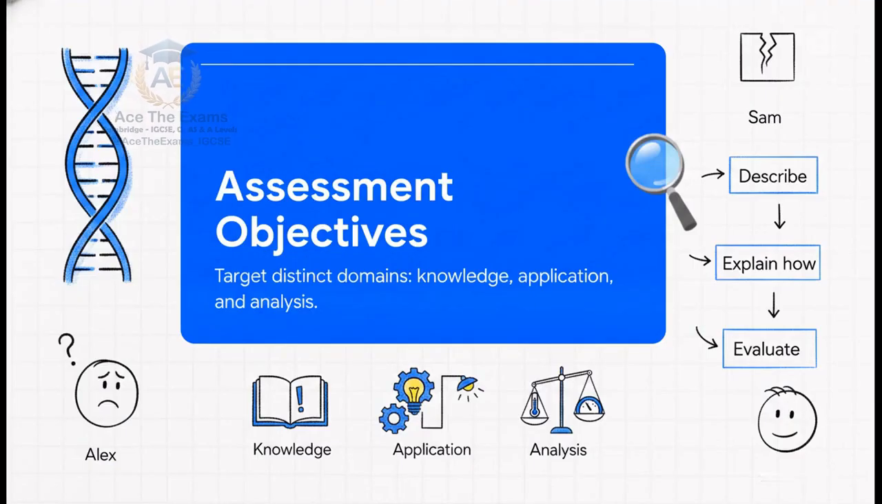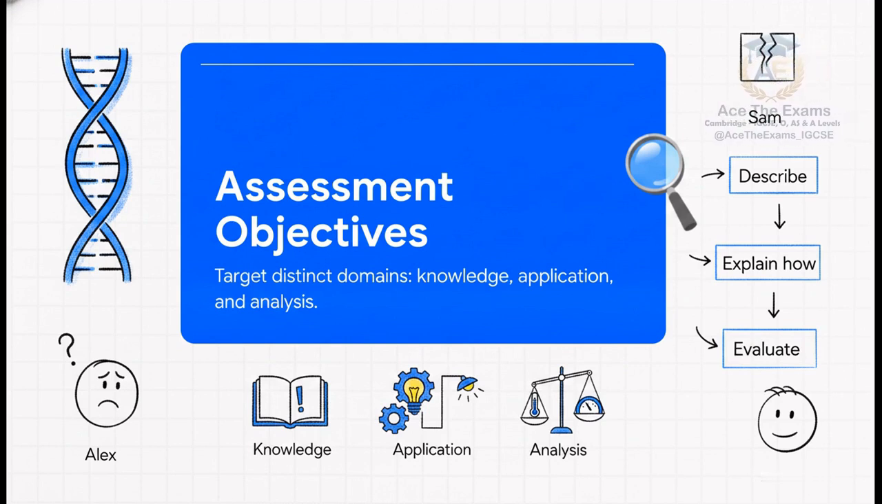Before we can even begin to tackle complex, scary scenarios about UV sensors in automated water treatment plants, we absolutely need to understand the rules of the game. The examiners are testing very specific cognitive domains. They want to see systematic analysis. They want to see evidence-based reasoning. The assessment objectives, or AOs, are literally the DNA of your exam paper.